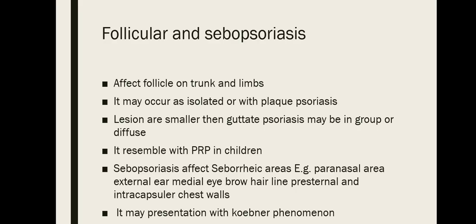Number two is follicular and seborrheic psoriasis. As the name indicates, follicular psoriasis affects follicles on the trunk and limbs. It may occur as an isolated phenomenon or with plaque psoriasis. Lesions are similar to guttate psoriasis. They may be in groups or diffusely distributed. It resembles PRP in children.